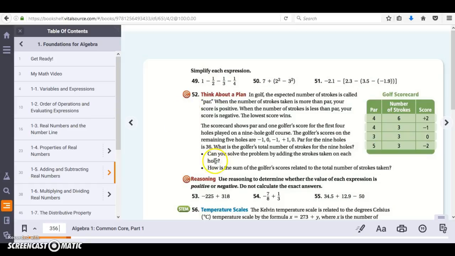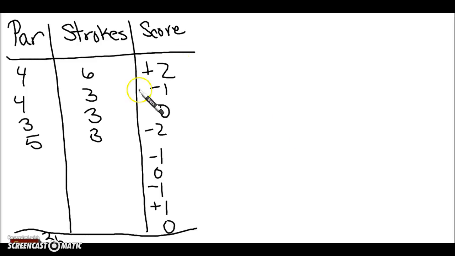Okay. It says, can we solve the problem by adding the strokes taken on each hole? And how is the sum of the golfer's score related to the total number of strokes taken? So I've written it here on my whiteboard, and here is par, the strokes, and the score. And we can look at and see a relationship. And this is the relationship that I was able to see.